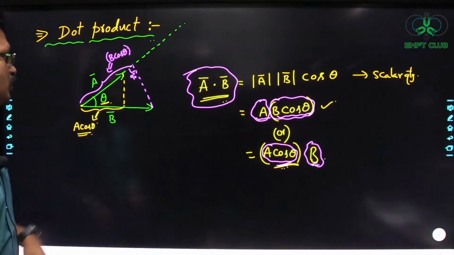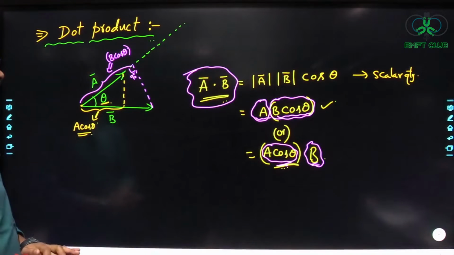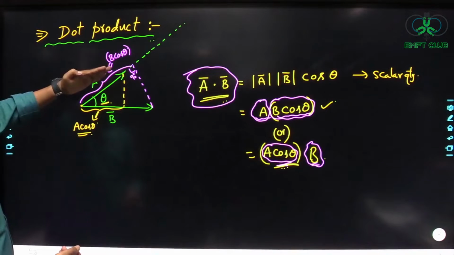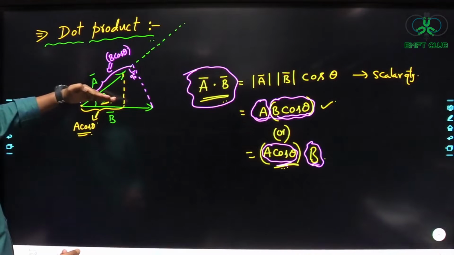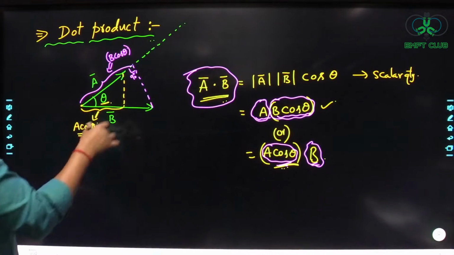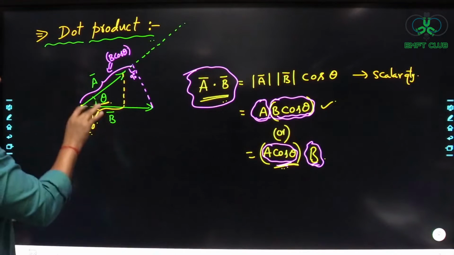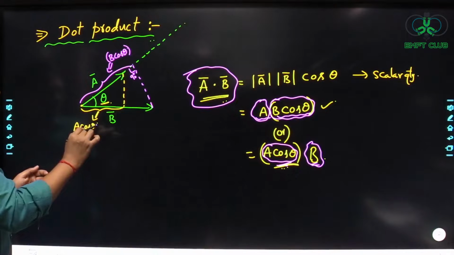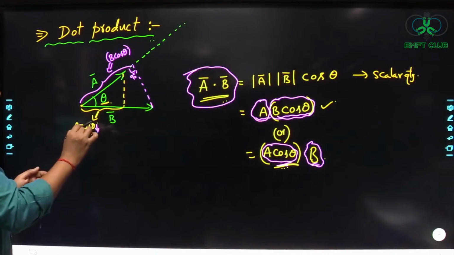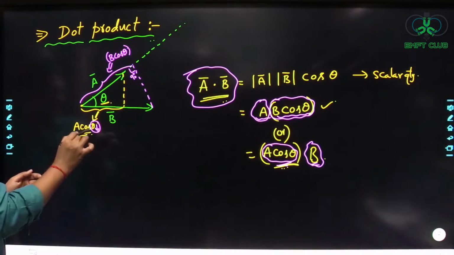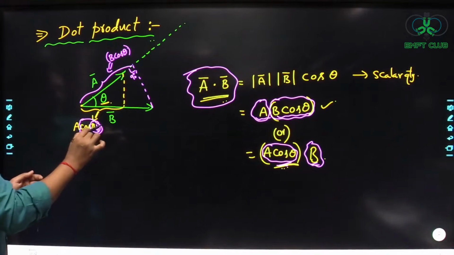Right. Now another observation we can make here is, if theta goes on decreasing, if a bar moves towards b bar here, then what will happen? The component of a bar along b bar is going to increase. Yes or no? So as a bar moves towards b bar, this theta value is going to decrease. Yes or no? This theta value is going to decrease. So as theta value decreases, this cos theta value is going to increase.